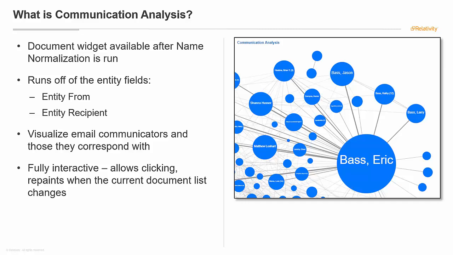Communication Analysis is available after running the name normalization operation within Structured Analytics. The visualization is based on the entity from and entity recipient fields that are populated when name normalization is run. Like all widgets in Relativity, Communication Analysis is fully interactive, allowing you to visualize communication frequencies, patterns, and networks between the entities linked to the documents in the view. Let's jump into Relativity and take a look.